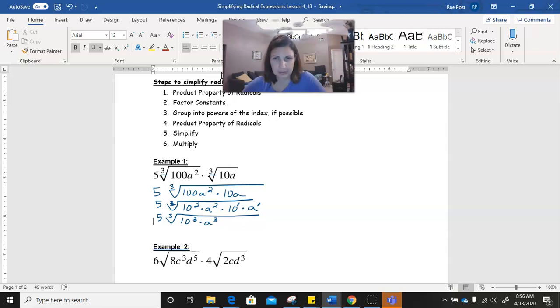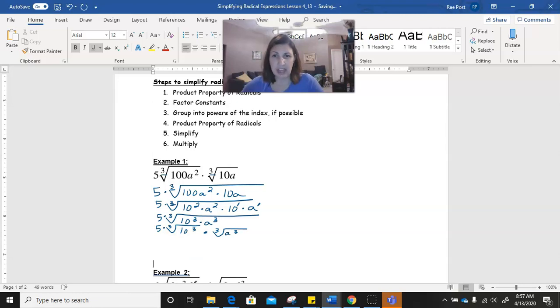And so we're able to go ahead and use the product property of radicals and write this now as separate radicals. This is really like times. Just know that this number out here is really just being multiplied to whatever is on the inside. It's kind of like a coefficient sticking off to the side. So you can look at it like a cube root of 10 to the 3rd being multiplied times another cube root of a to the 3rd. Okay?